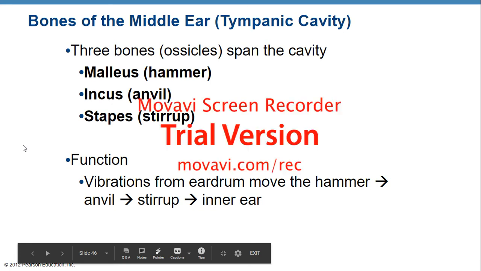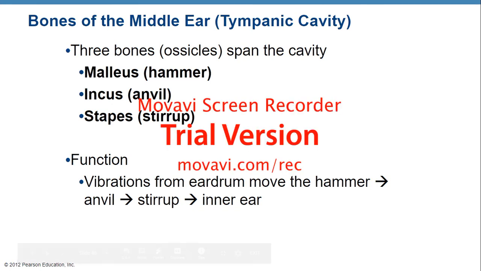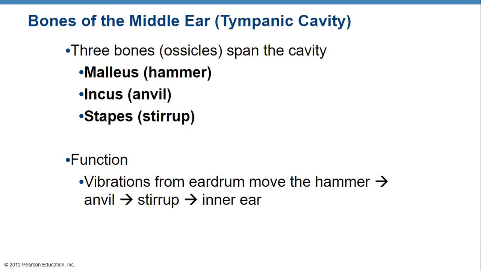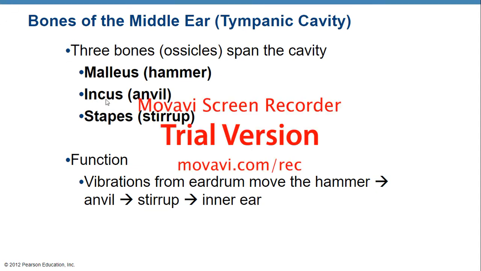All right, so bones of the middle ear, you have your three bones that span the cavity, the ossicles: malleus, incus, stapes. Essentially their function is to transfer the vibrations from the eardrum to first the malleus, then the incus, then the stapes. Then the stapes is going to transfer it to the oval window.